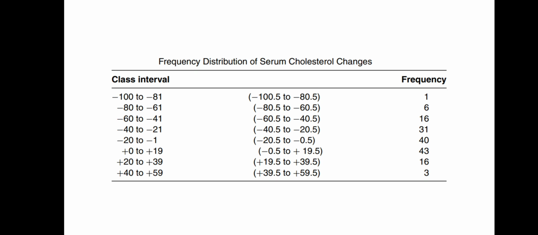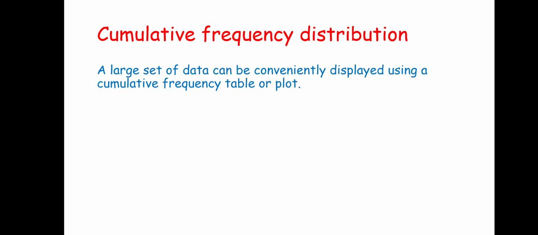Like in the first class you can say 100 to 81, so we have minus 100 to minus 81, so we can have a boundary of minus 100.5 to minus 80.5. Okay, so these are the boundaries, so that none of the figures should be escaped or eliminated. So this is about the frequency distribution.